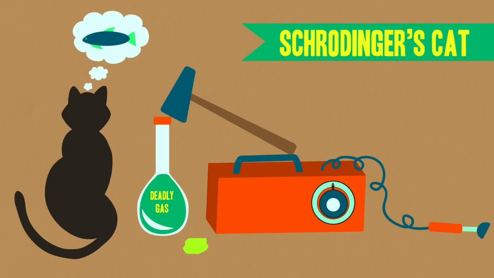Basically, what he did was he took this cat and put it in a box with a piece of radioactive material, a flask with poisonous gas, and this Geiger counter, which basically detects whether the radioactive material has decayed or not. And if it has decayed, the flask is smashed and the cat dies. But if it has not decayed, the flask is not smashed and the cat lives. So basically, in this sense, it seems like there's a 50-50 chance of the cat either living or dying.